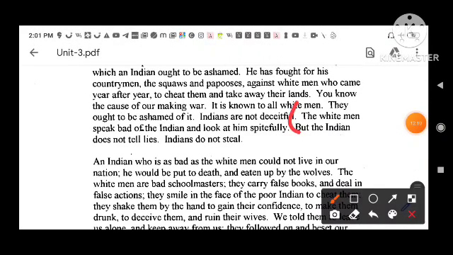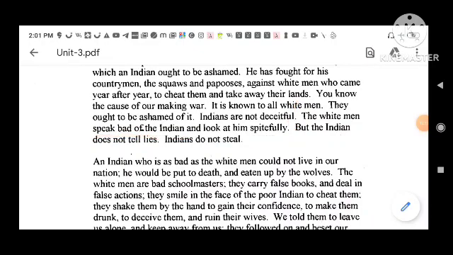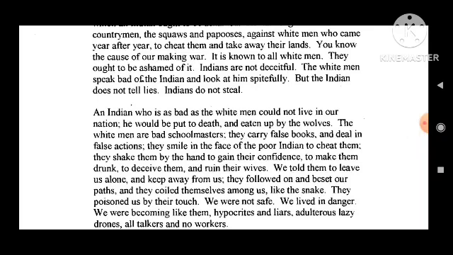The white men speak bad of the Indian and look at him spitefully. But the Indian doesn't tell lies. Indians do not steal. An Indian who is as bad as the white men could not live in our nation. He would be put to death and eaten up by the wolves.